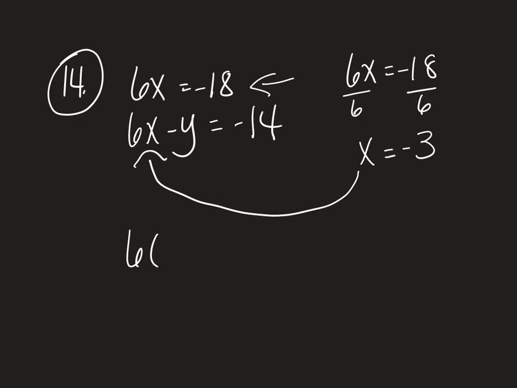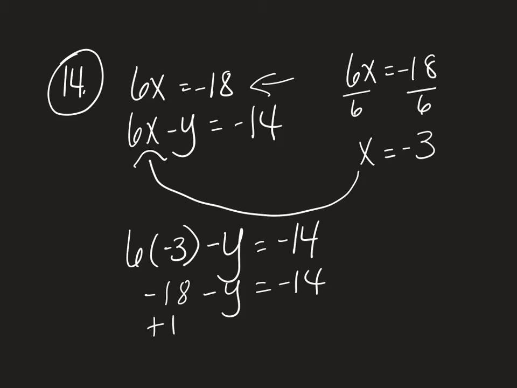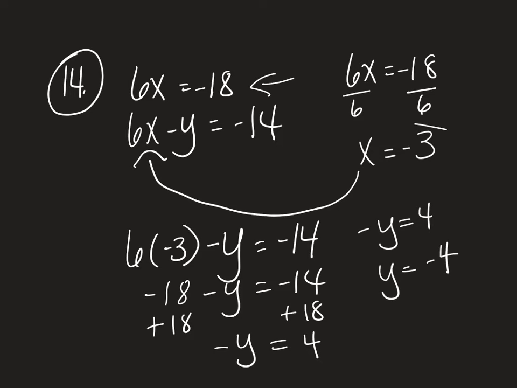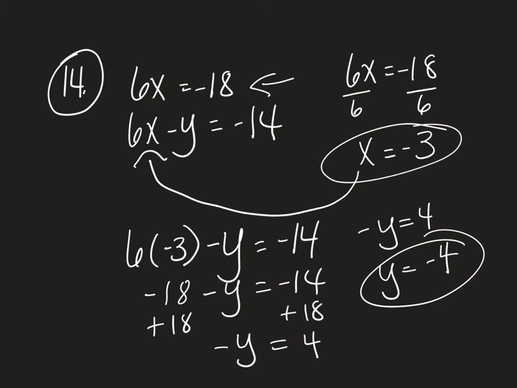6 times negative 3 minus y equals negative 14. 3 times 6 is 18. That's a negative. Add 18. Add 18. Negative y equals 4. And then you're going to divide it by negative 1, and y is going to equal negative 4. That's your answer. Okay? Oh, I got it right. I put the negative 3 on the y. All right, number 15.